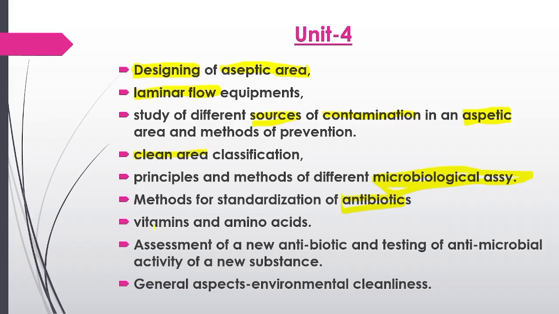Okay, and what are called vitamins and what are called amino acids? Vitamins are small compounds. They are mostly used in the body to function and to maintain the body healthy and good. Next, what are called amino acids? Amino acids are the building blocks of proteins. Okay, the group of proteins are amino acids. Next, what are the assessments we need to find out for the new antibiotics along with the antimicrobial activity.